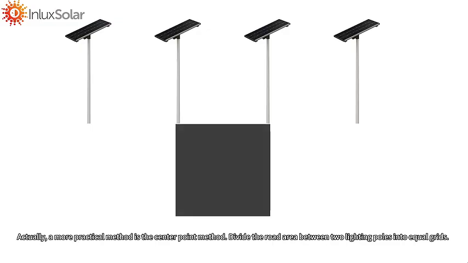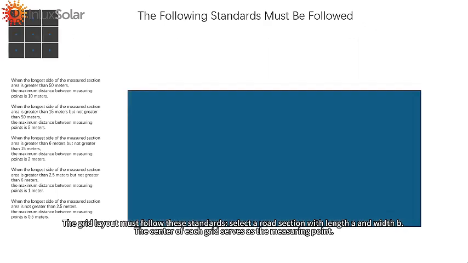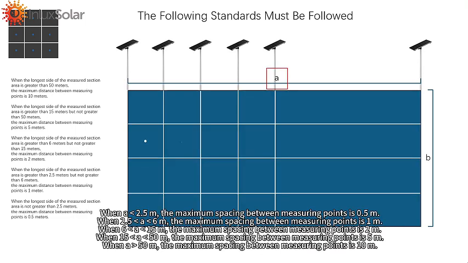Actually, a more practical method is the center point method. Divide the road area between two lighting poles into equal grids. The grid layout must follow these standards. Select a road section with length A and width B. The center of each grid serves as the measuring point.